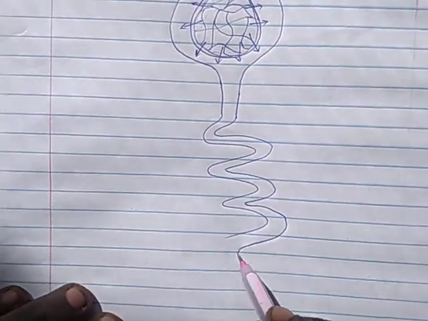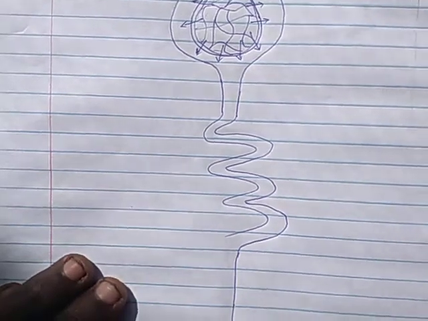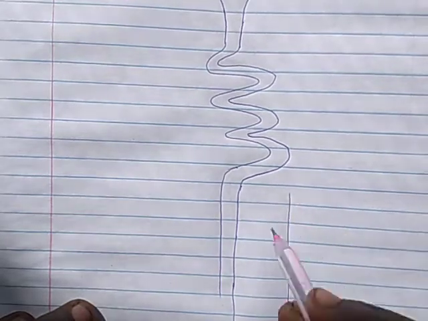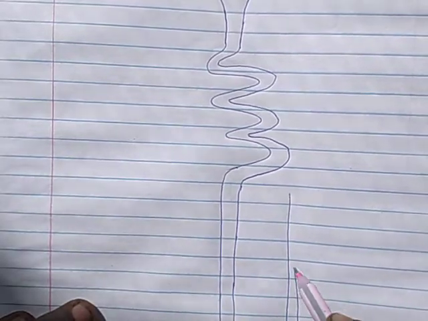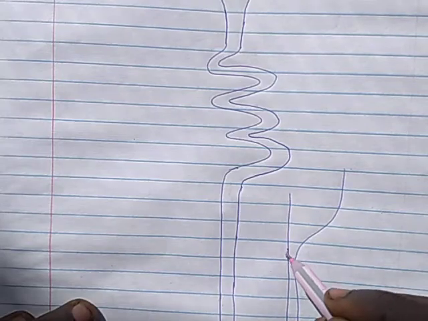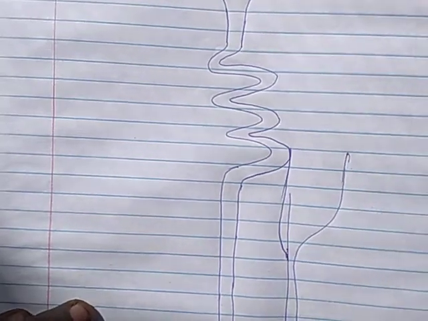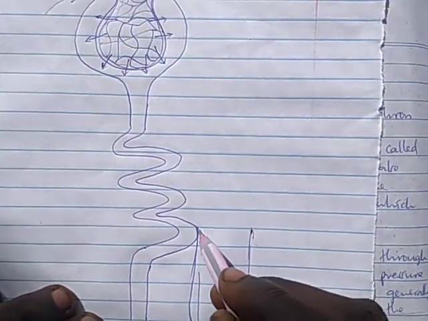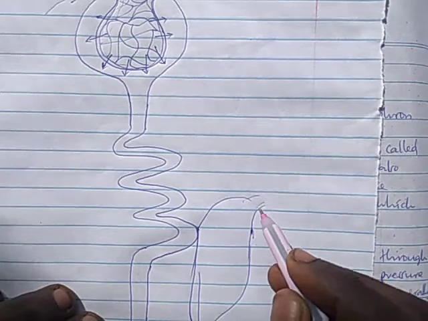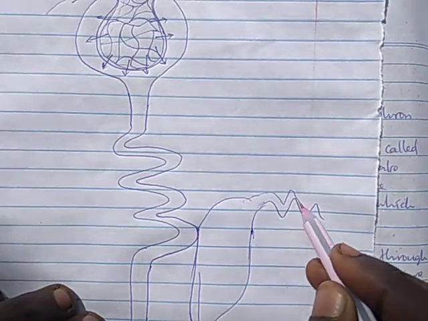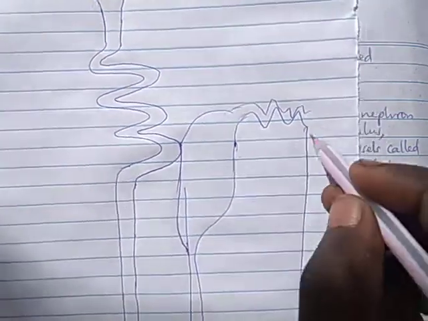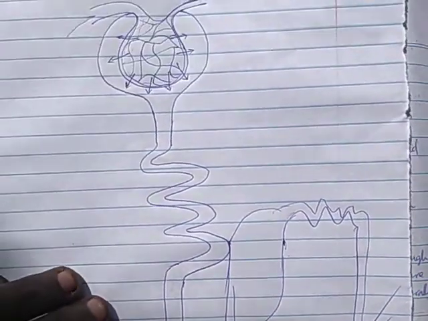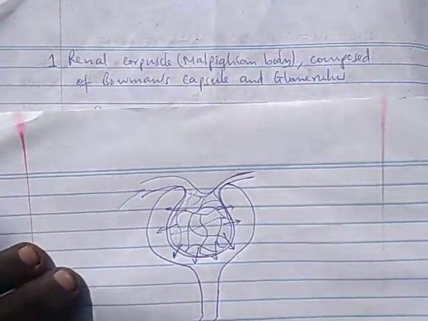Then later we have the descending limb of the loop of Henle. Then from there we have the ascending limb of the loop of Henle. And this ascending limb has a thin part and a thick part, as we shall study later. Then from there it joins again to form the proximal convoluted tubule, and then the collecting duct. Now what I was explaining is about the Bowman's capsule.